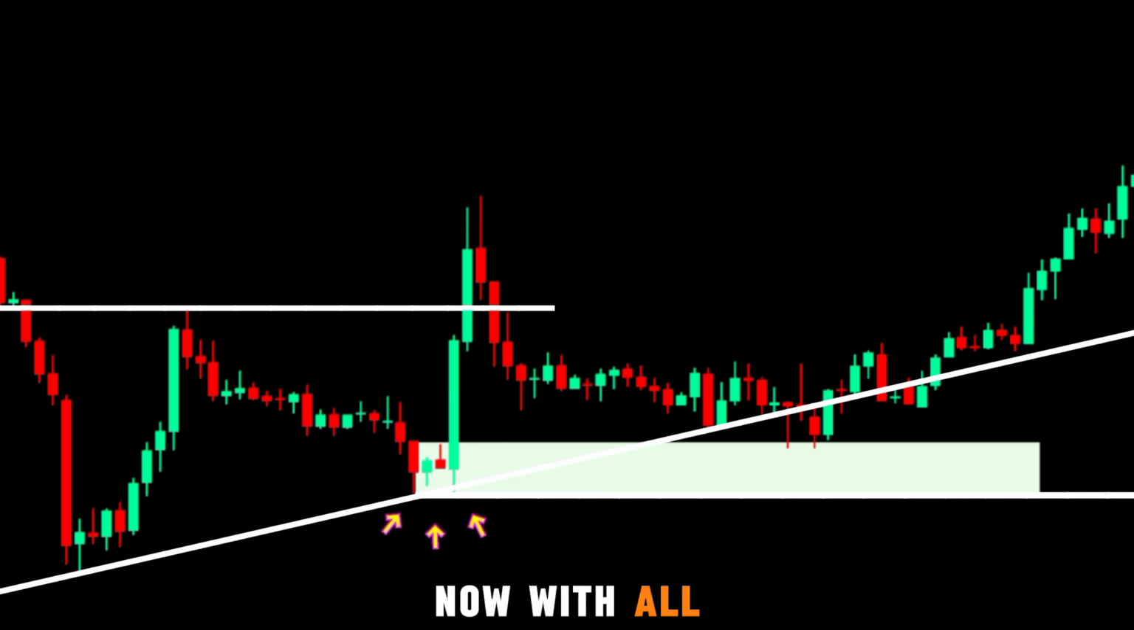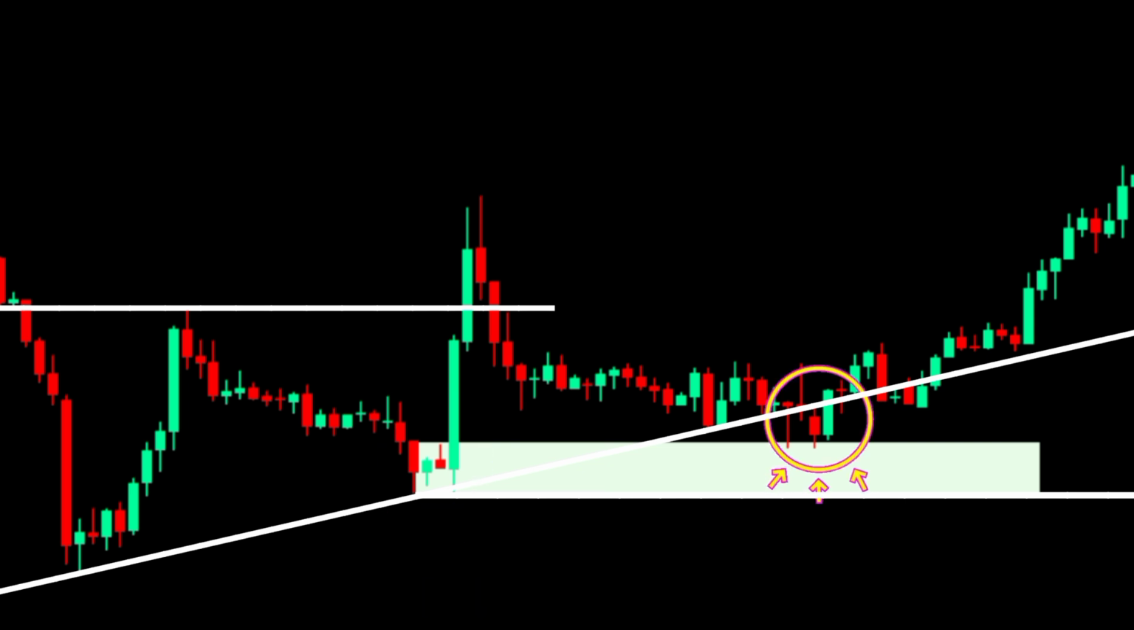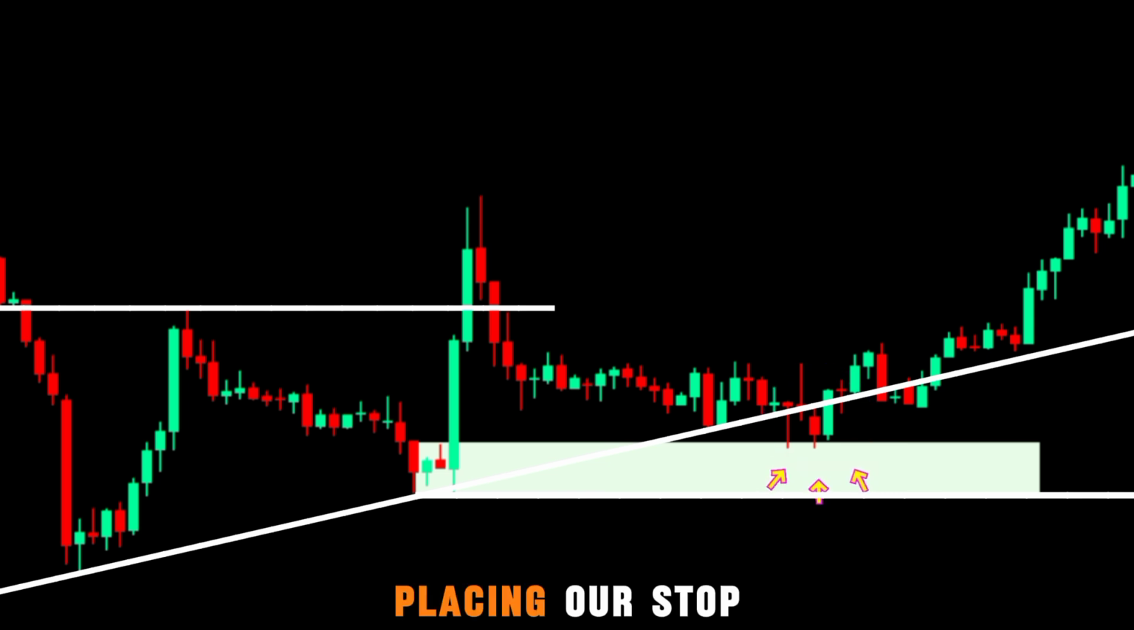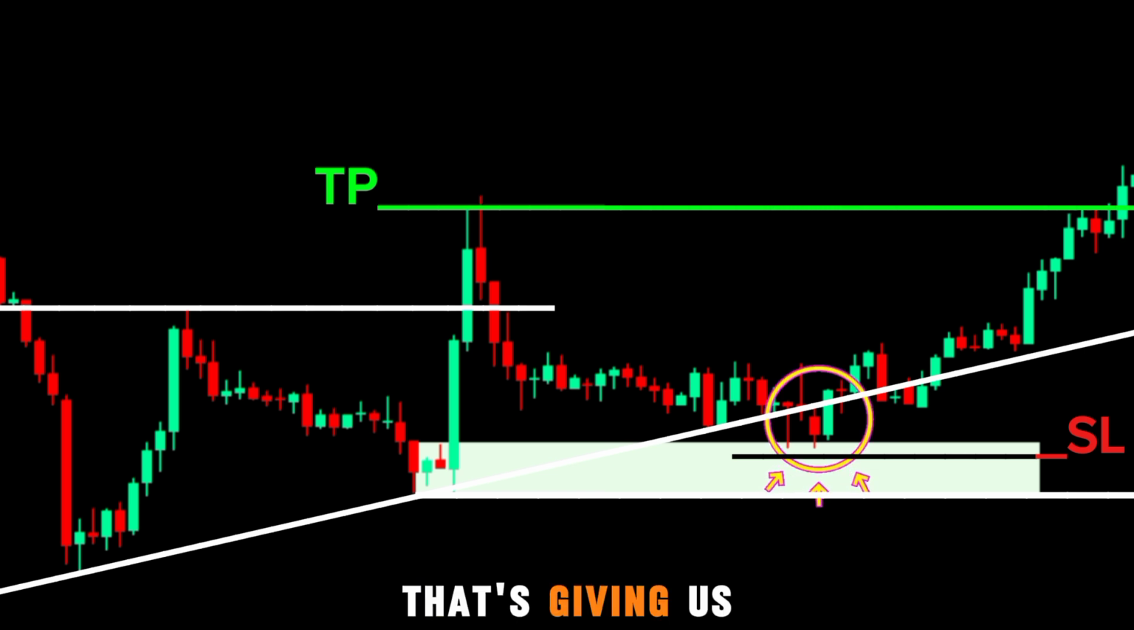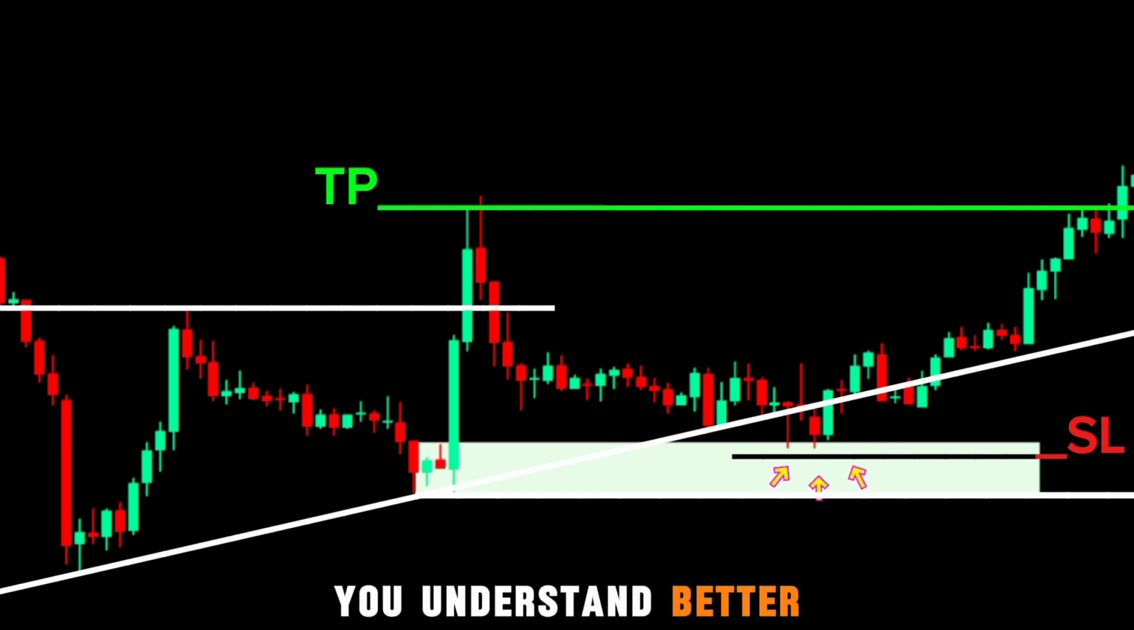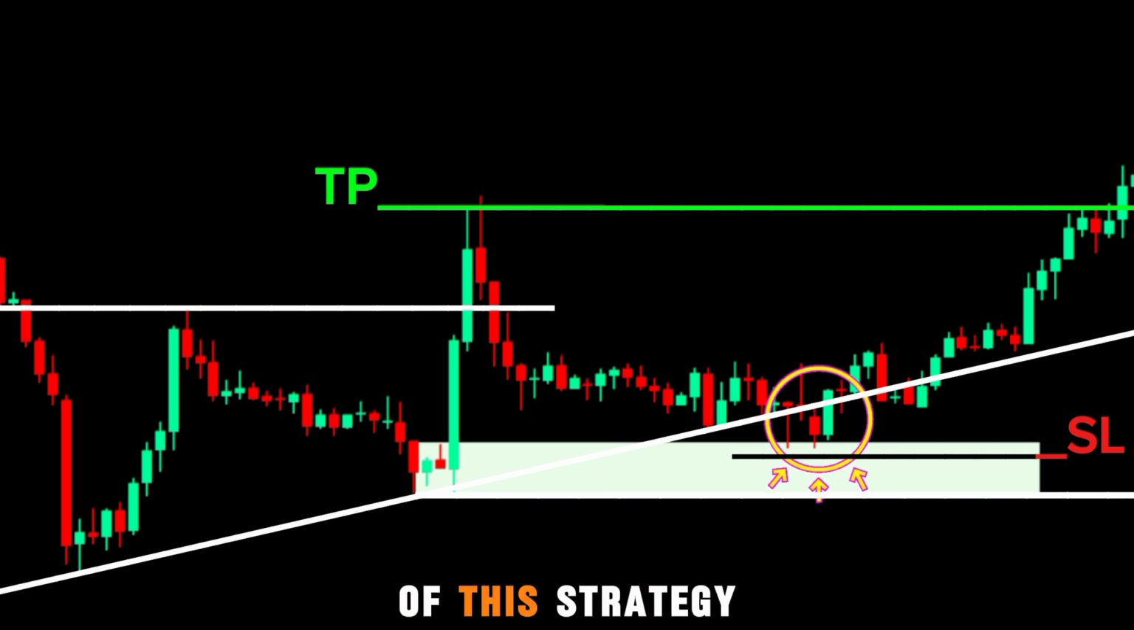Now, with all that in place, when the market finally touches the confluence area and an engulfing candle forms, we can then take a trade, placing our stop loss below the engulfing candle and our take profit target at the next high, thus giving us a beautiful trade. Now, to make you understand better, let's take a few more examples of this strategy at work on the chart.